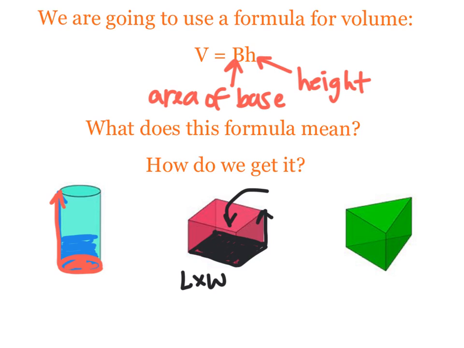And then lastly, with our triangular prism, the same thing happens. So if I look at the base of my triangular prism, it's a triangle. This is what's going to fill up first. So the area of a triangle is 1/2 of the base times the height. And then we're going to go and fill up the rest of the prism, so the height of the prism itself.